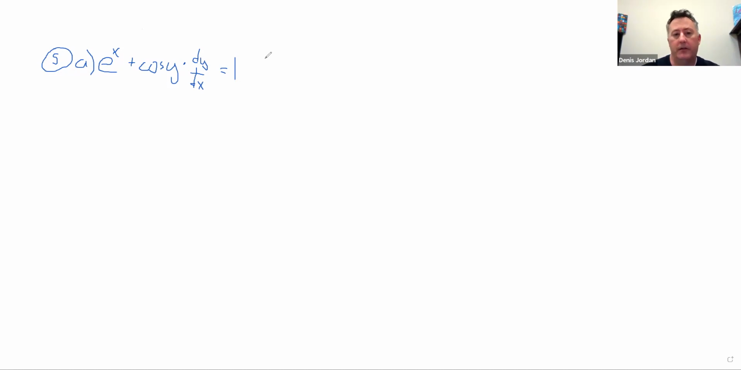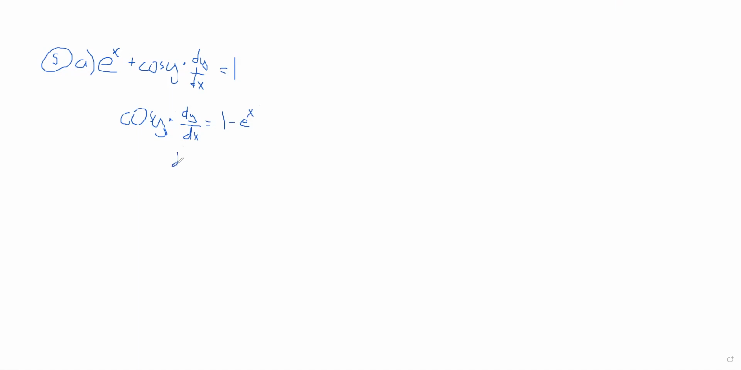And then from there, you're just trying to get the dy over dx by itself. So I would swing over the e to the x, just subtract it, and then divide by cosine y. Yeah, you got it. And that's it, isn't it? Yeah, because they didn't want a point, or a tangent line, or a slope or anything. So once you get it, you're done.